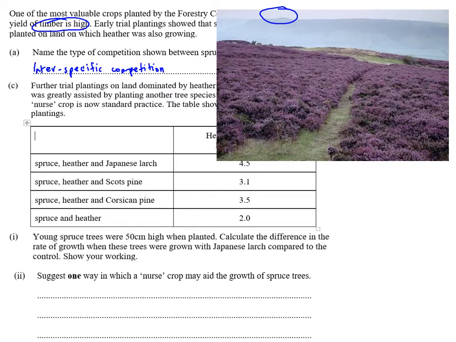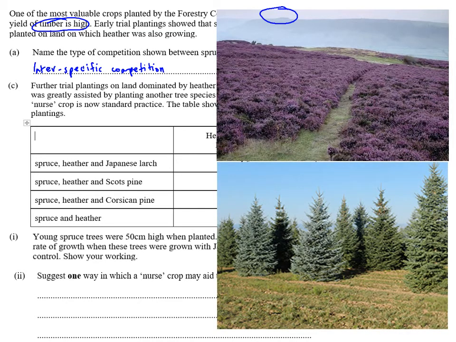Now, spruce is slightly different. So these are these taller trees. Now, as we just said, very, very high quality timber from the spruce trees. So when they're grown together, these spruce trees don't quite grow as tall because of this interspecific competition.